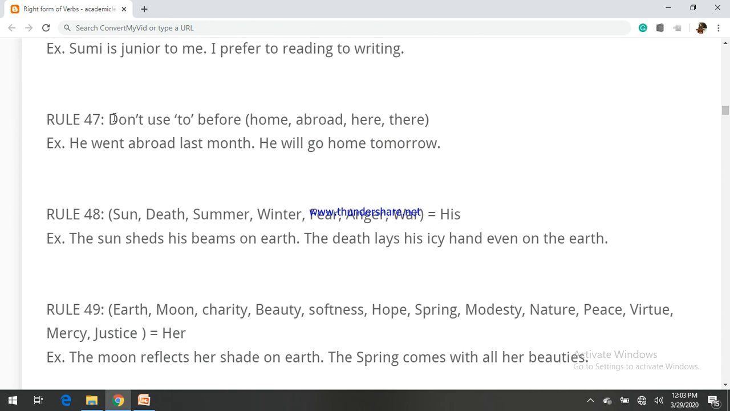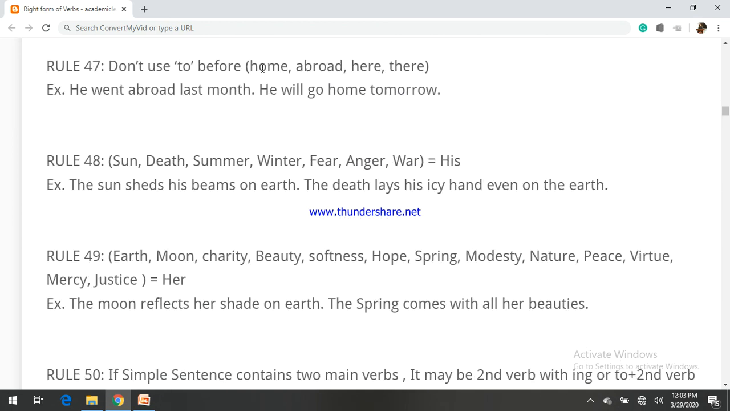Let's see rule 47. Don't use to before home, abroad, here. This rule is very important. The words home, abroad, here, there are called adverbs of place, and before an adverb of place, you cannot use a preposition. He went abroad last month. You cannot say he went to abroad. He will go home tomorrow. You cannot say he will go to home tomorrow. That means before home, abroad, here, there, you shouldn't use any preposition. Before an adverb of place, no preposition.